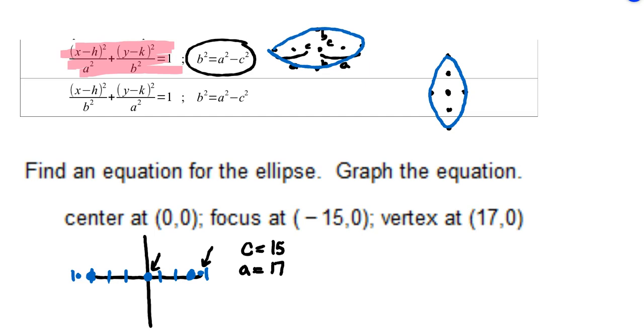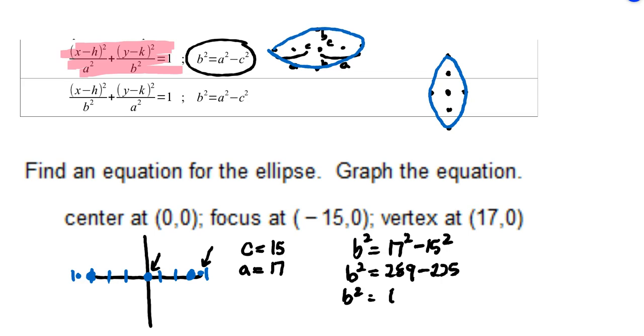Then finally, I can find the value of b using this Pythagorean equation. So we have b² is equal to 17² minus 15². B² equals, and 17² is 289. 15² is 225. And then 289 minus 225 is 64, and then I can take the square root of both sides to get that b equals 8.